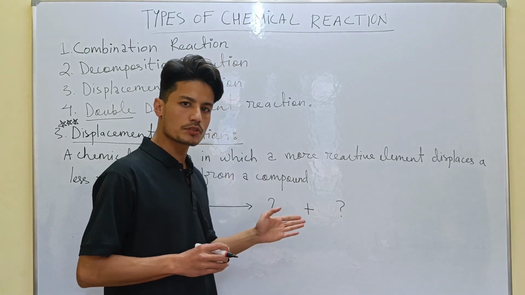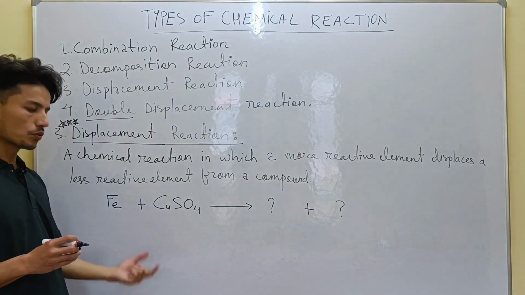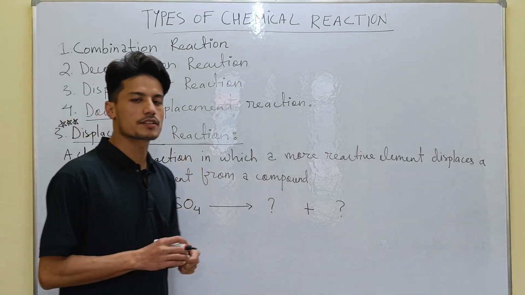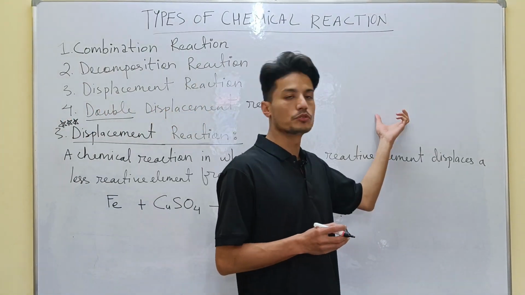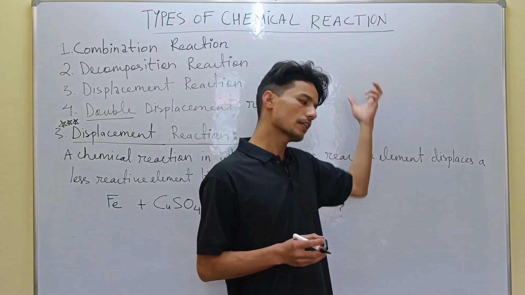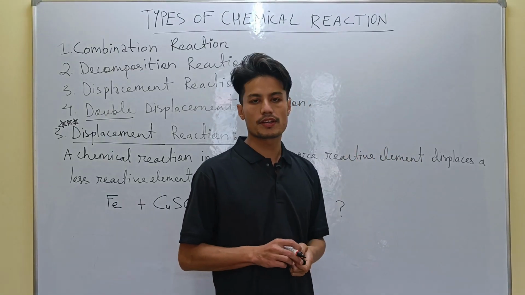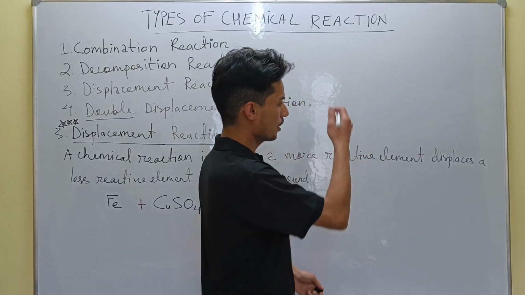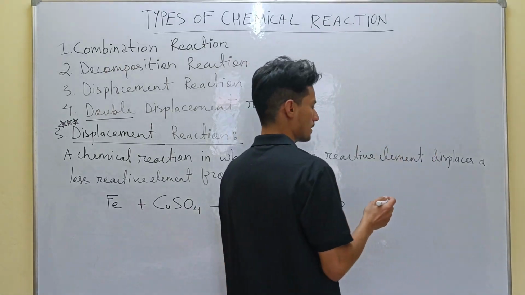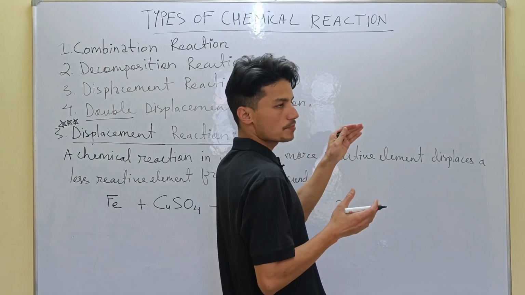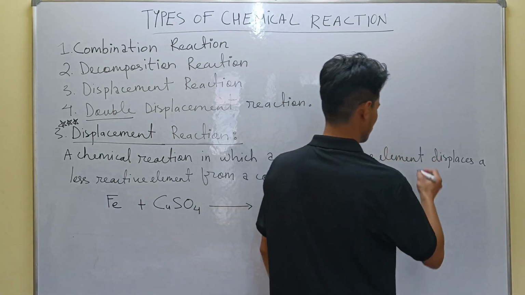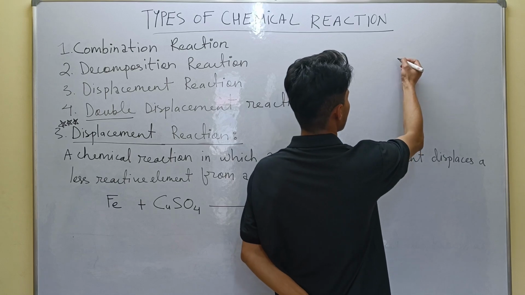It is only after you know the reactivity series that you will be able to know that iron is more reactive than copper. I know because I know the reactivity series. In class 10 the reactivity series is very important. It is there in your textbook, but I can also write it here. So it is an arrangement of elements based on their reactivity. I'll just write down here.